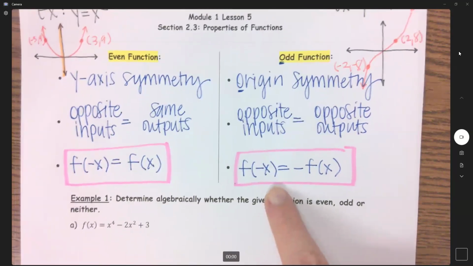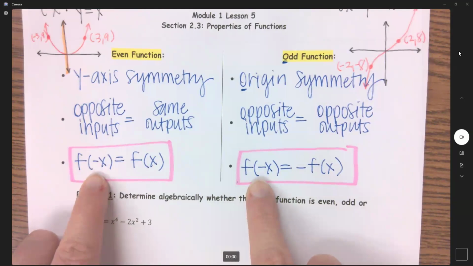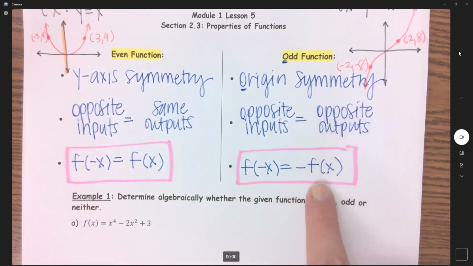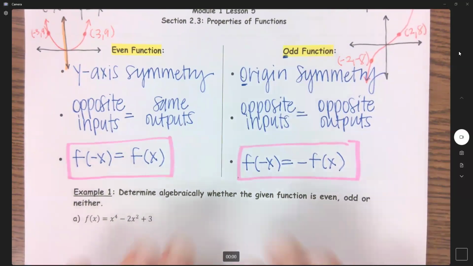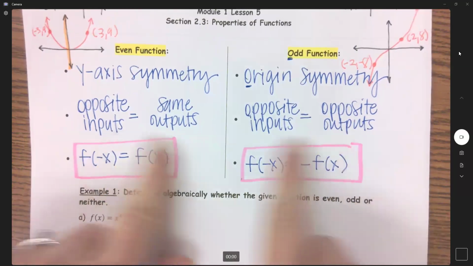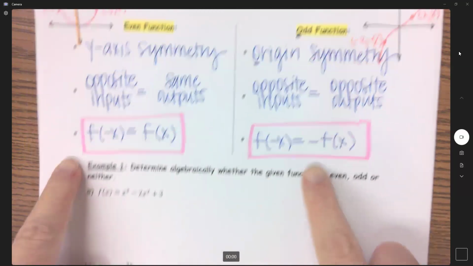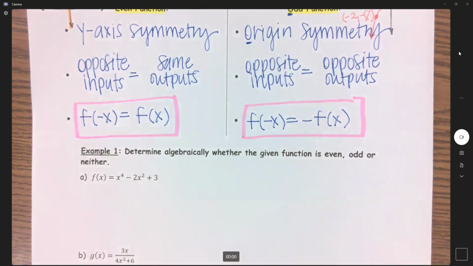So again, in function notation, since we're still doing opposite inputs, that's f of negative x, but now we're going to get the opposite output, so the negative of my function. I have put these in highlighted boxes. This is how we determine algebraically. Example 1 says determine algebraically whether the given functions are even, odd, or neither.